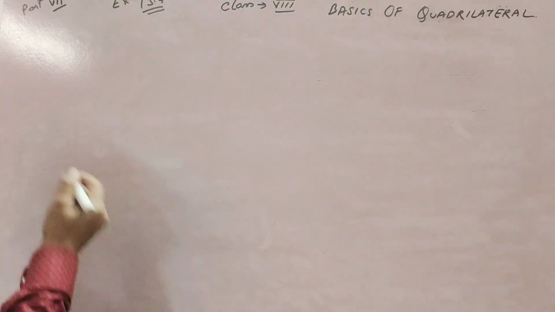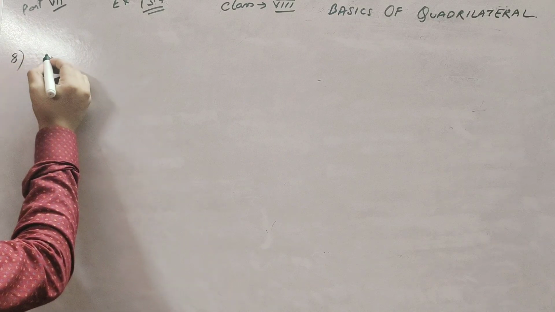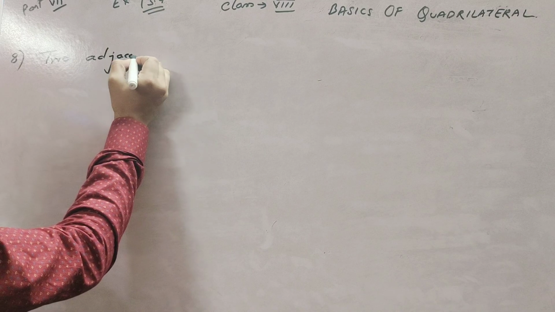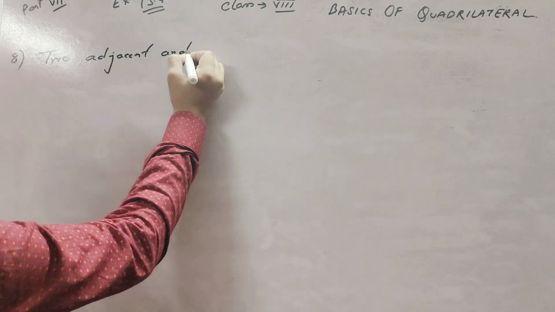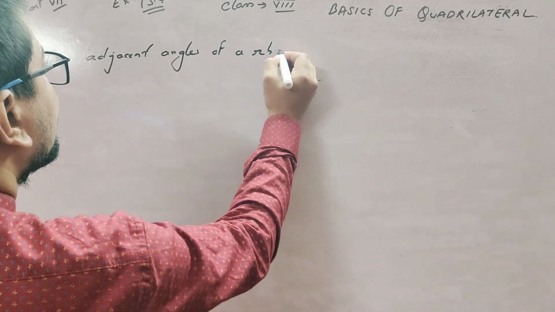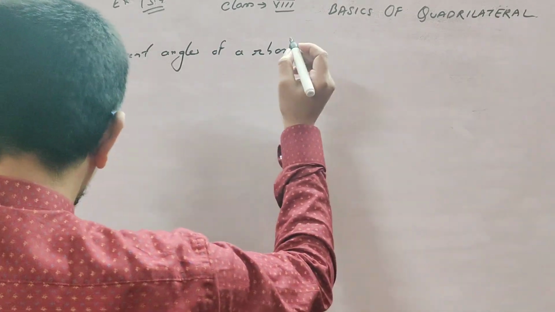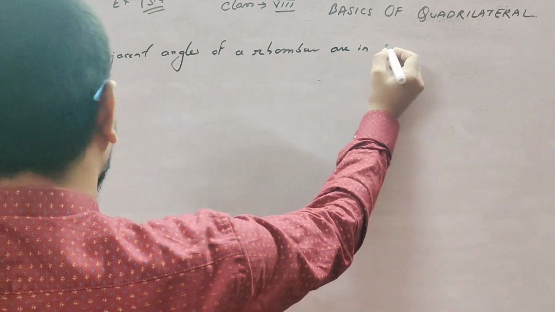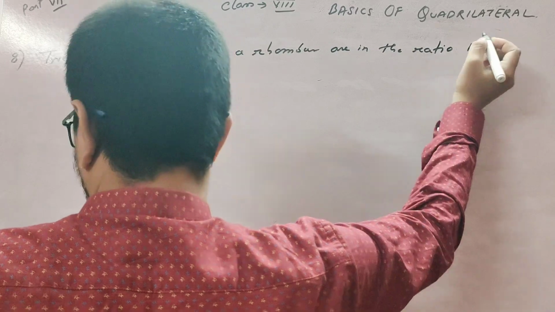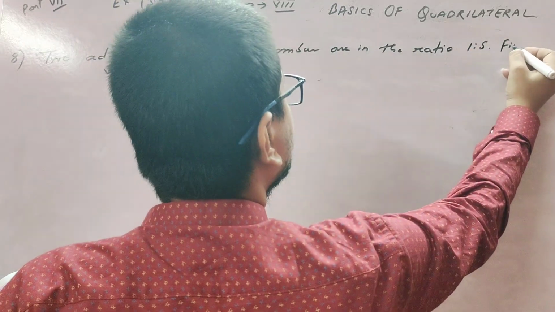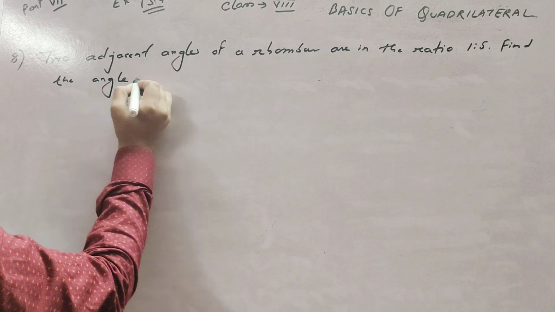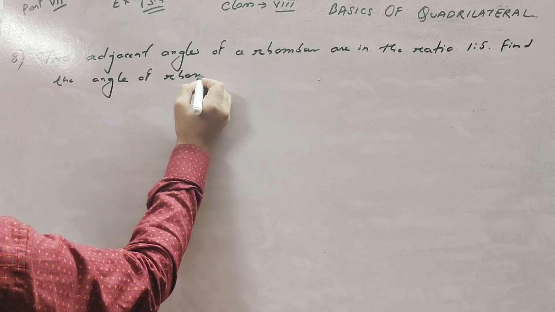Question number 8. Two adjacent angles of a rhombus are in the ratio 1:5. Find the angles of the rhombus.